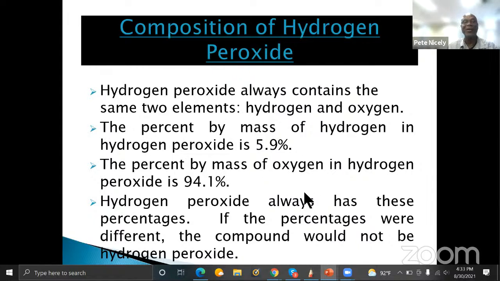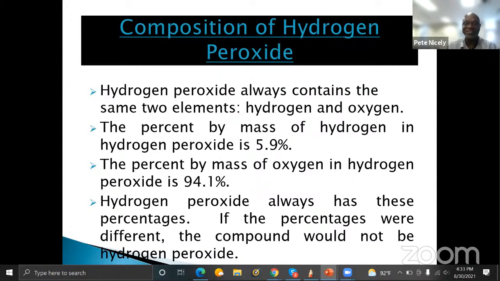In the case of hydrogen peroxide, the percentage of oxygen is 94.1%, and the percent of hydrogen is 5.9%, right? Again, hydrogen peroxide has these percentages, and if the percentages were different, then you know that the compound is not hydrogen peroxide, all right? So that's basically one of the ways we help to identify a compound.